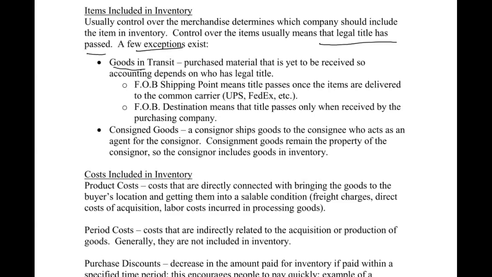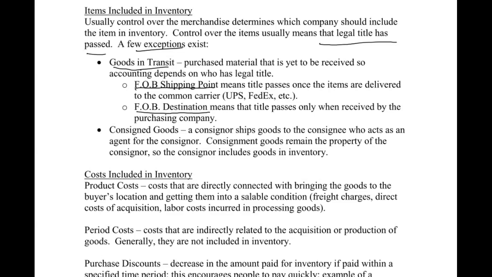Goods in transit means they're being shipped. Let's say we purchased it, but we have not received it yet. There are some terms you'll see: FOB stands for free on board, so free on board shipping point versus free on board destination. Shipping point means that title passes once the items are delivered to the common carrier. So it's free to the shipping point, and then it becomes our inventory.